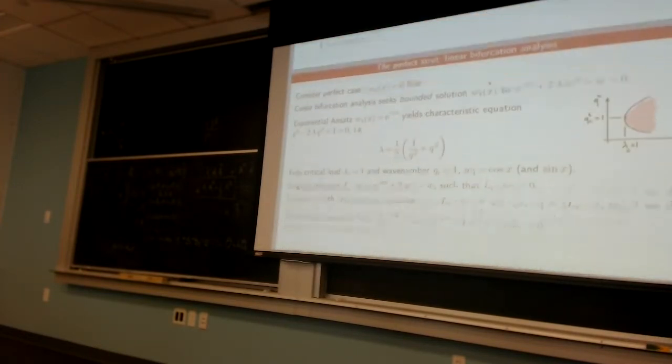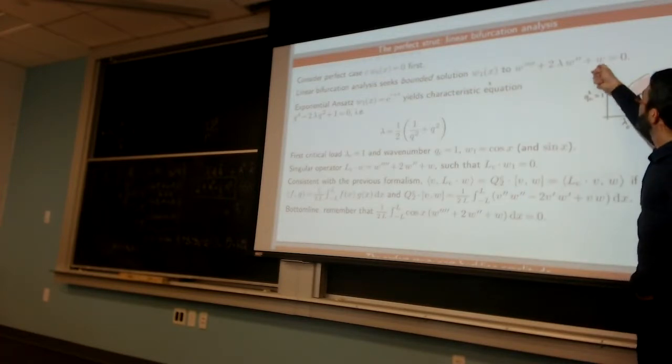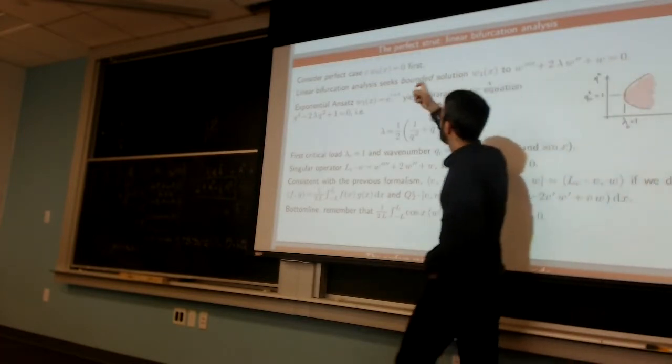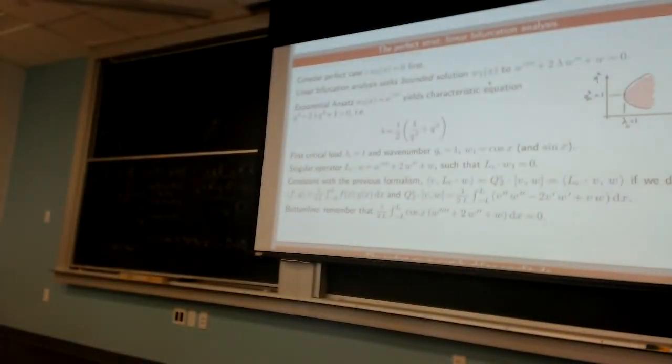Okay, so let's start by looking at the perfect case. So we'll kill the imperfection, and it's the classical elastica. And let's start with the linear bifurcation analysis. So it's just looking at this thing. So it's the completely easy case, no imperfection, no nonlinearity.